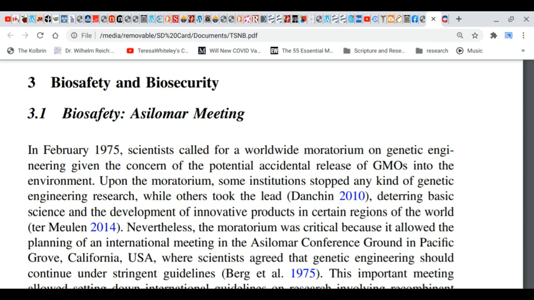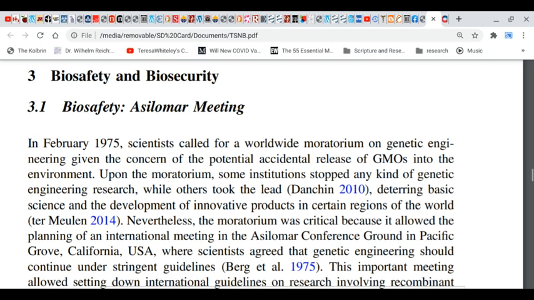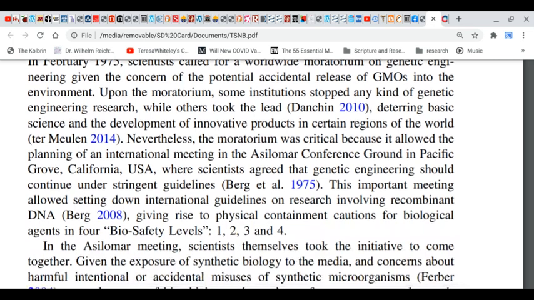Nevertheless, the moratorium was critical because it allowed the planning of an international meeting in the Asilomar Conference Grounds in Pacific Grove, California, USA, where scientists agreed that genetic engineering should continue under stringent guidelines. This important meeting allowed setting down international guidelines on research involving recombinant DNA, giving rise to physical containment cautions for biological agents and safety levels 1, 2, 3, and 4.